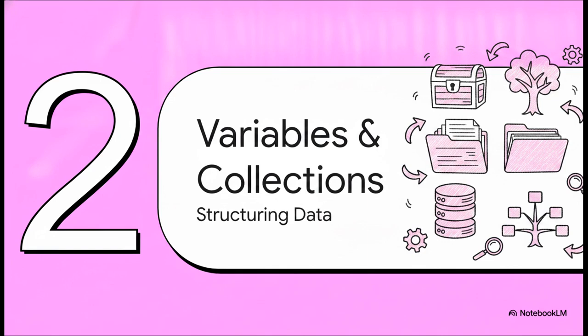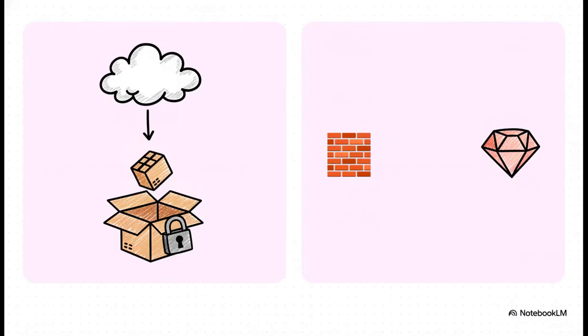Section 2. Variables, types, and collections. This is where we learn how to actually gather and structure all our raw data materials. Now, what's really interesting about this concept is the sharp contrast between two keywords that seem like they do the exact same thing, final and const. Both of them are used to declare variables that absolutely cannot be changed once they're set. But there's a really crucial difference here.